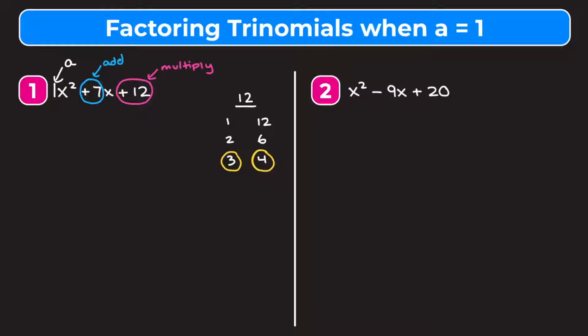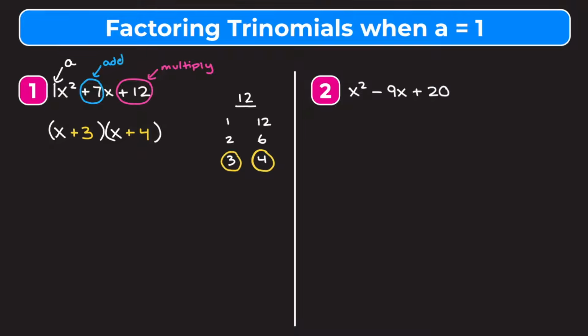Now we need to write two binomials, and we're going to use those two numbers. The first term in each binomial is going to be x, and then we're going to put the factors of 12 that we chose next to the x. So we have a positive 3 and a positive 4. So we get x plus 3 times x plus 4.